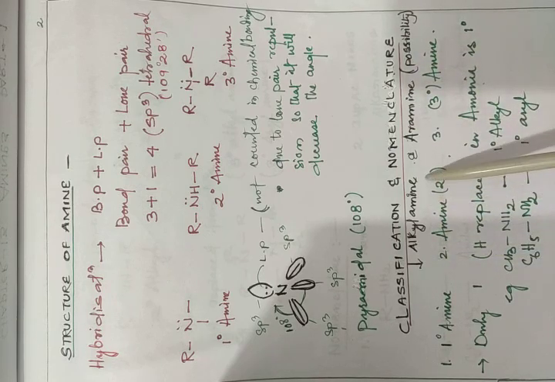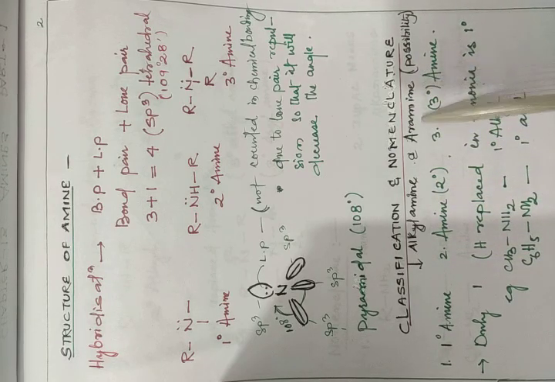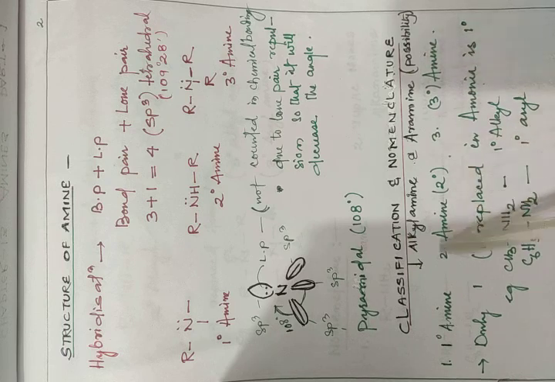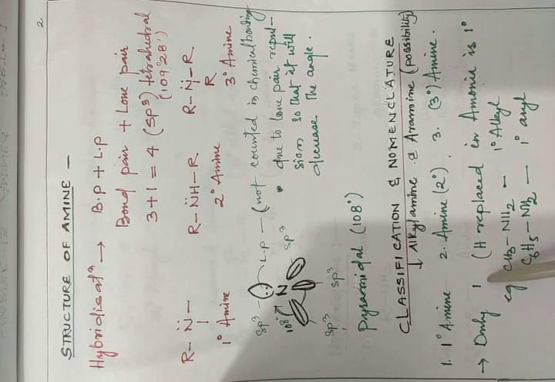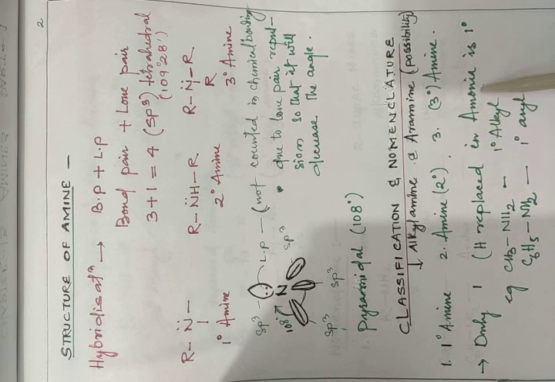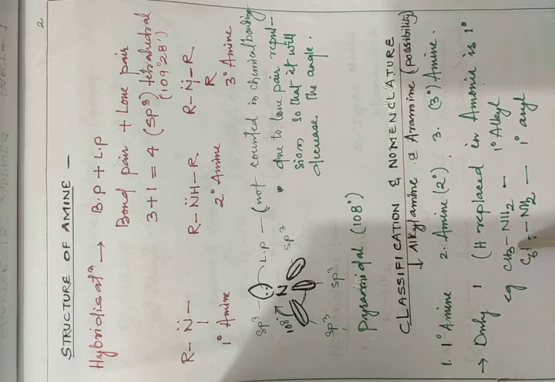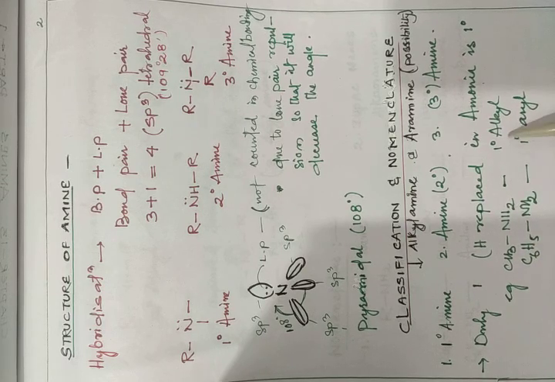Alkyl amines and aryl amines. The possibilities here are 1 degree amine, then 2 degree, then 3 degree. If only one hydrogen is replaced in ammonia, that is 1 degree. Example, CH3NH2 is an alkyl amine, a 1 degree alkyl amine.